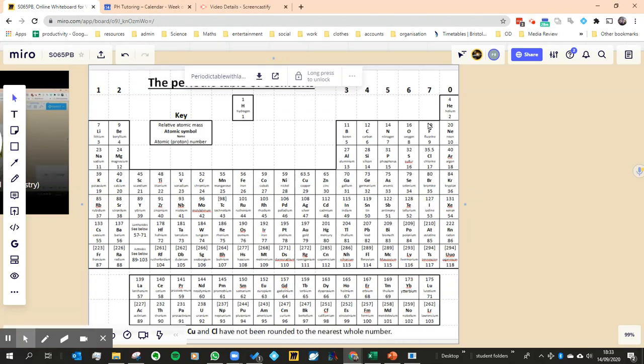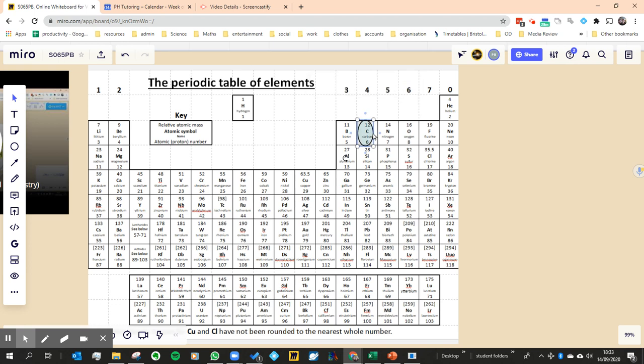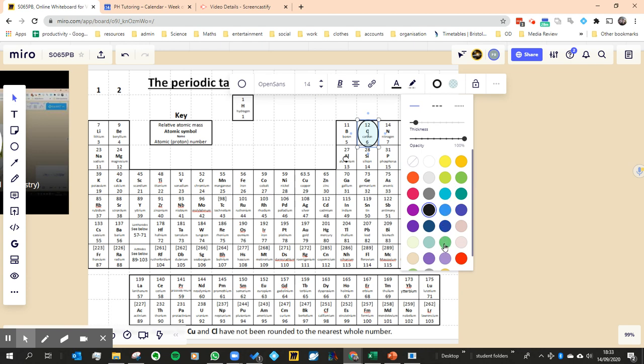Carbon over here. Carbon is in group 4. So there it is. Just make that transparent. So carbon is in group 4. Now, what does that tell us about it?